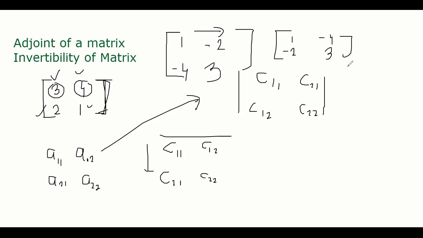I'll explain one more example with A, B, C, D so that you're clear on what I'm saying. Okay? Let me give one more example of adjoint. Suppose your matrix is, say, A, B, C, D.